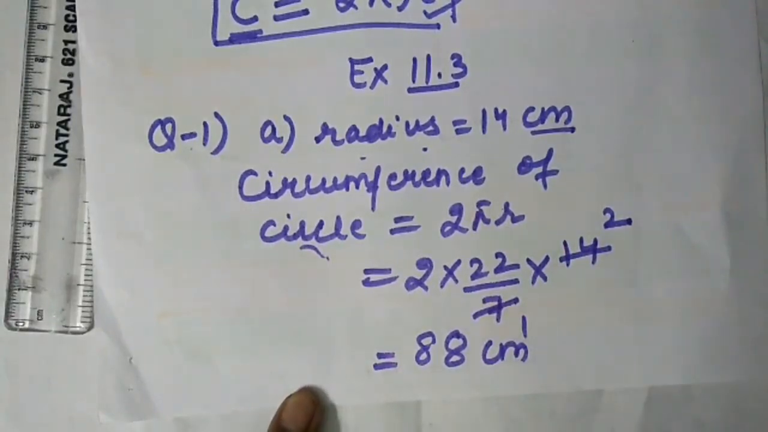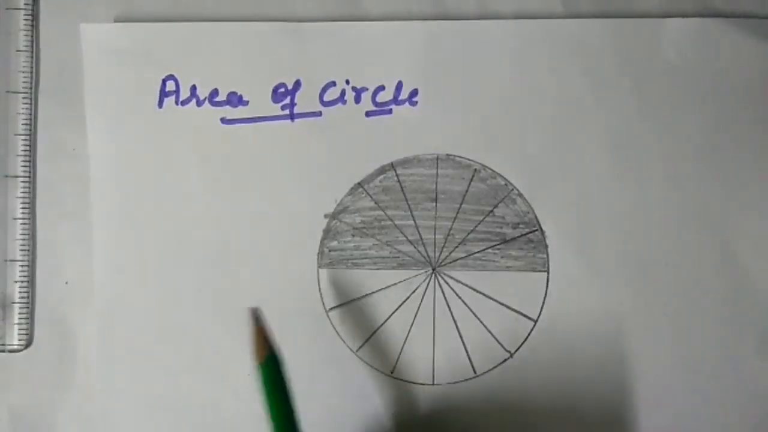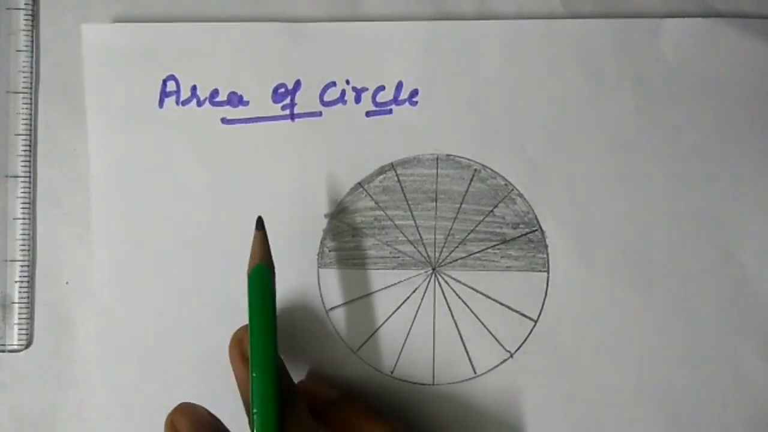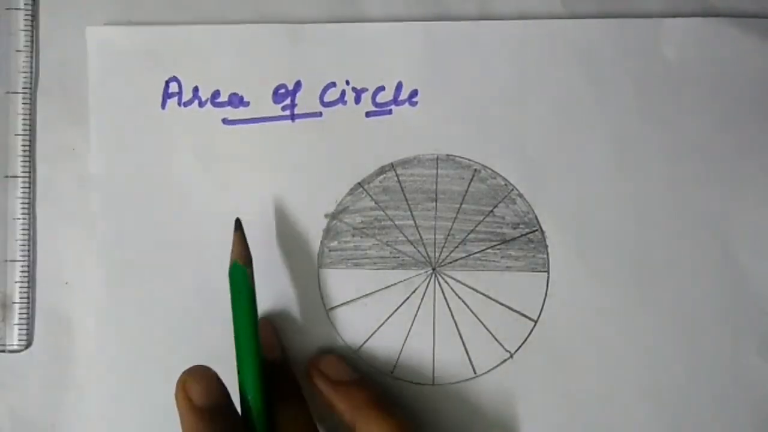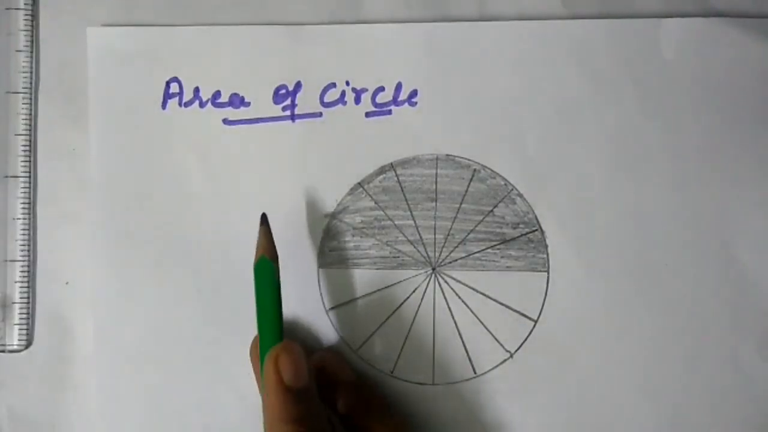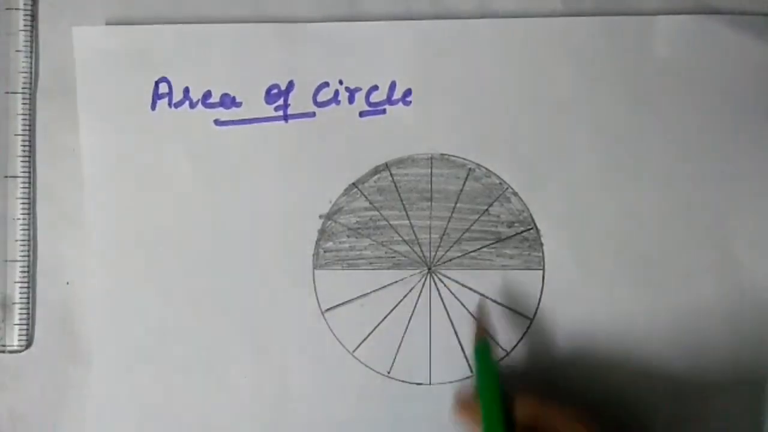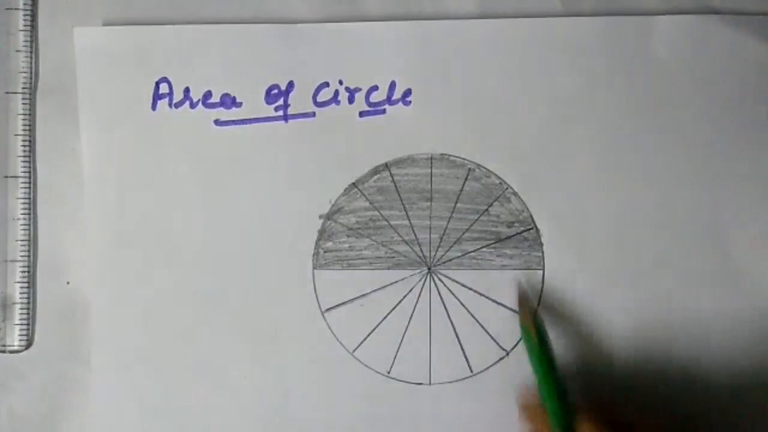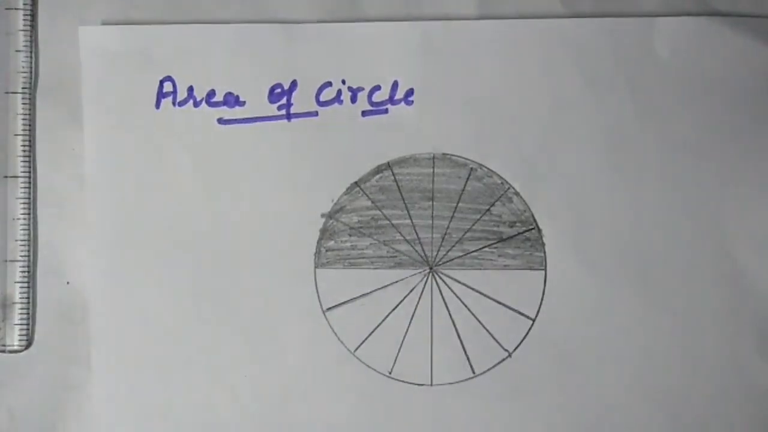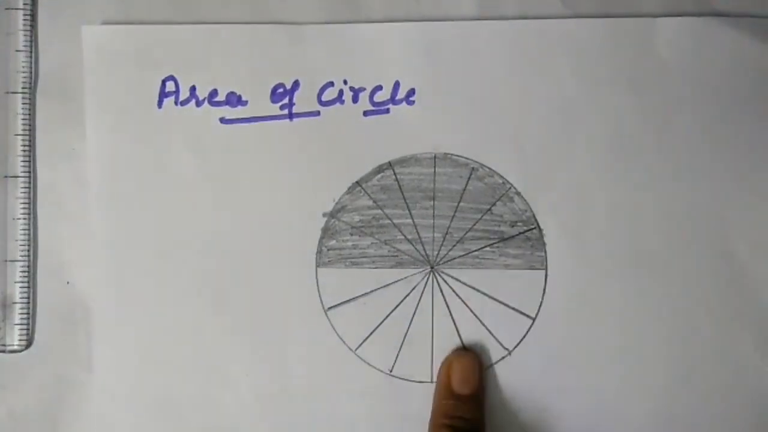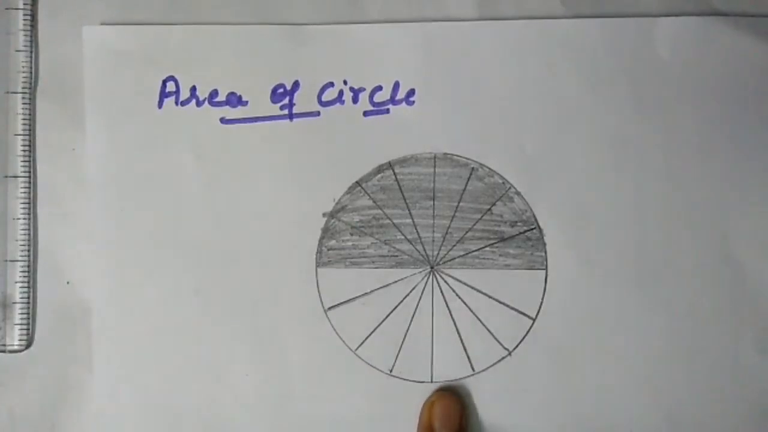Now we will learn the second concept, that is how to find the area of a circle. So students, we will learn how to find the area of a circle. For this we will perform an activity. Okay, so the first step is to draw a circle of any radius. I have drawn a circle of any radius, say r units, on a drawing sheet as shown in this figure.